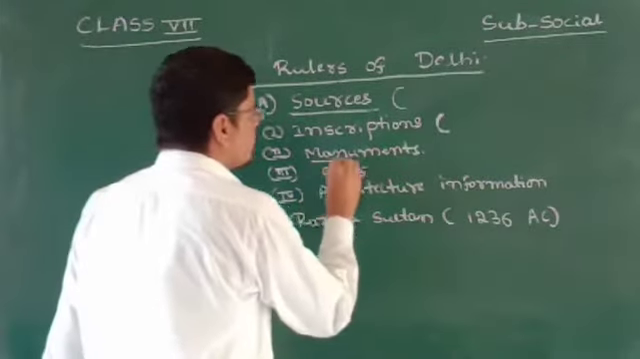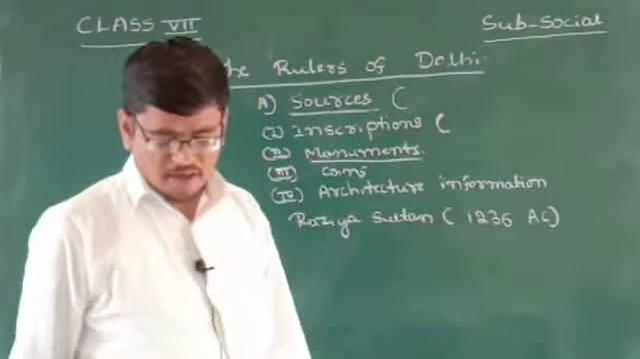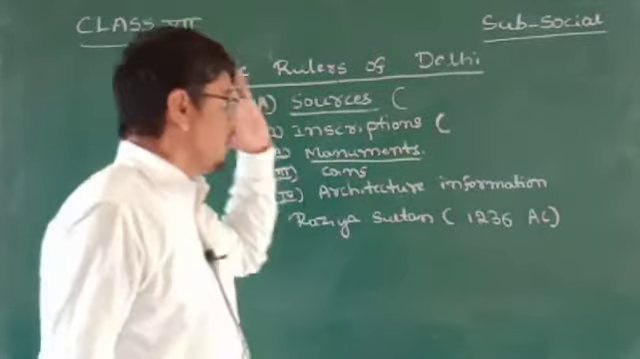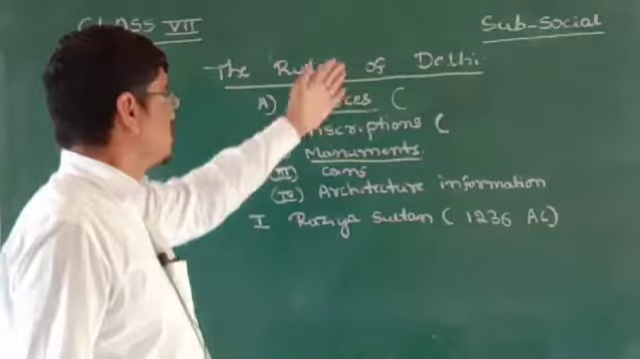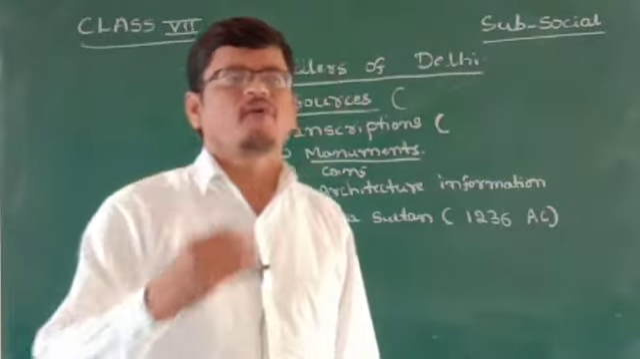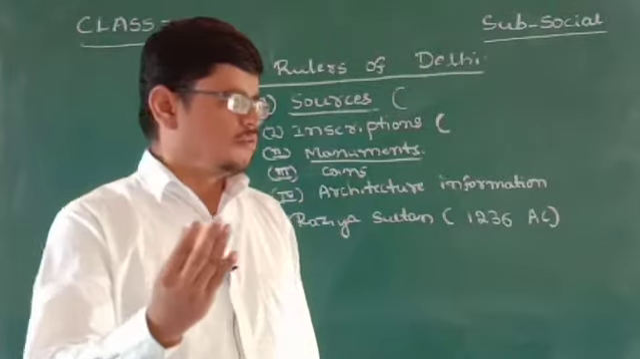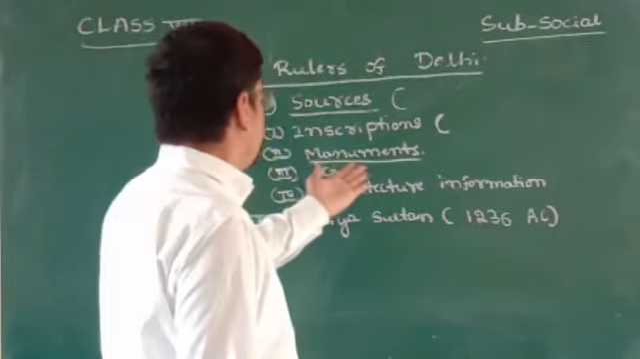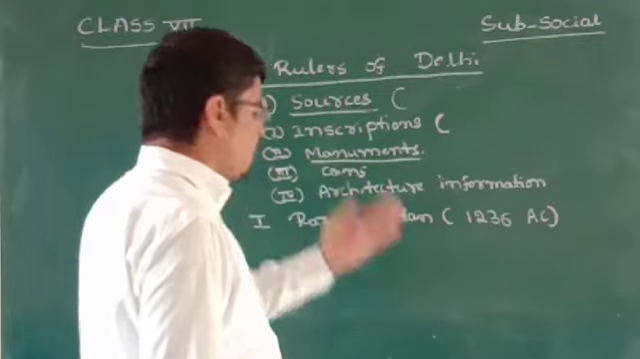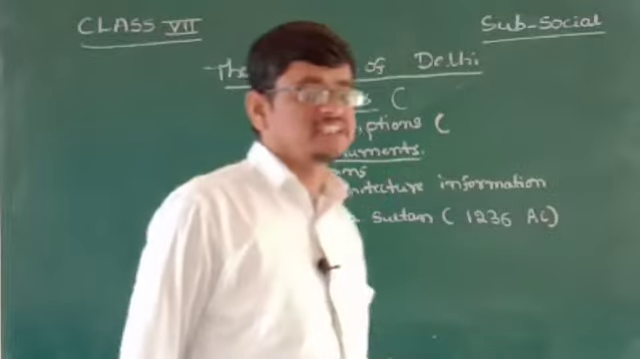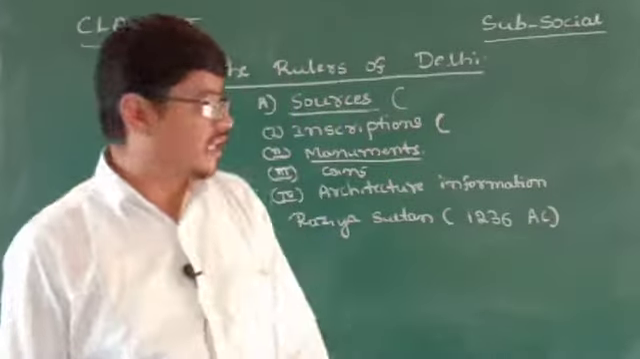Next, monuments. Monuments means temples and buildings. So many monuments were built by kings in the history of Delhi. Monuments, for example, the Red Fort and the Taj Mahal. The Taj Mahal belongs to the Mughal Empire. So many, Birla Mandir, I think it is in Delhi. So many monuments are also available for study.